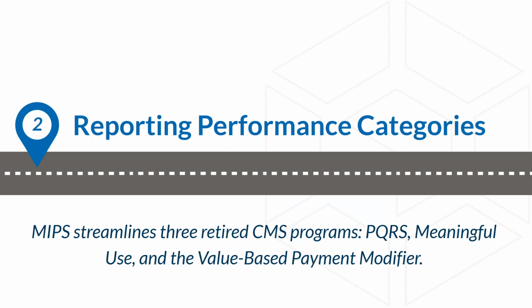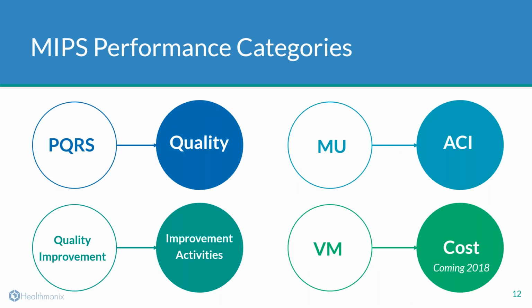So what that translates into is the shift of those legacy programs into performance categories within MIPS. So we have PQRS, which is now referred to as quality, meaningful use, which is now referred to as ACI, or advancing care information, quality improvement initiatives, which was not a formal program under CMS in the past, but something that many clinicians engaged in, is now recognized as IA, or improvement activities. And then the value-based modifier is now referred to as cost.